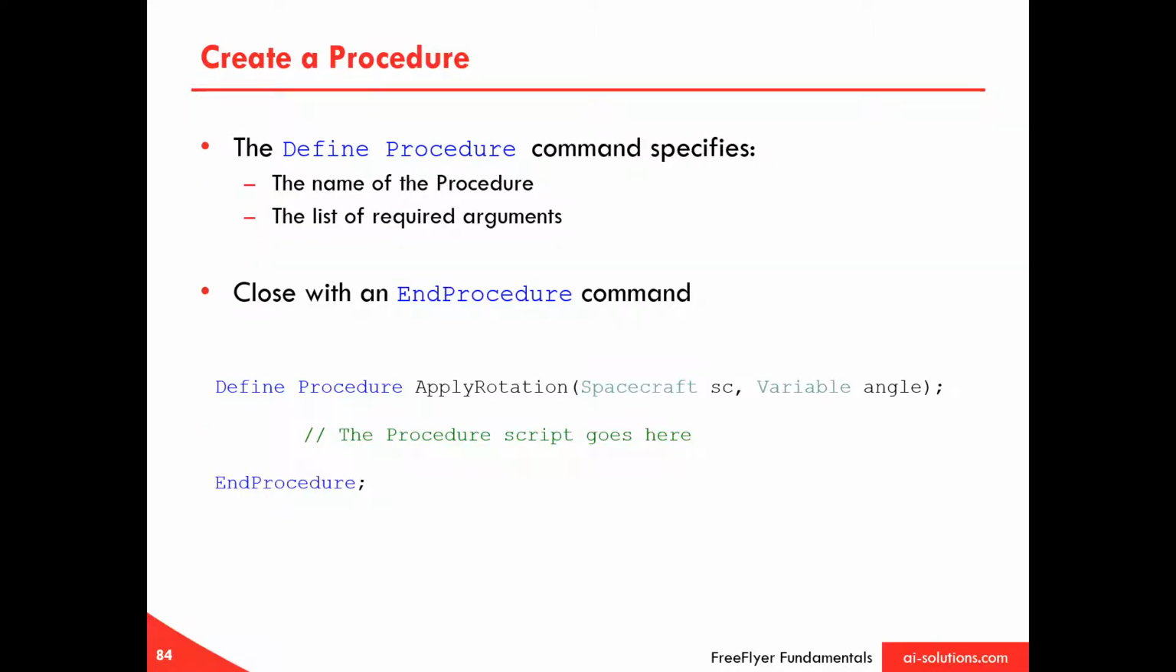To create a procedure, we'll use the define procedure command, where you specify the name of the procedure and the list of arguments that are required, and you close the procedure with an end procedure command. The script example shown here defines a procedure called apply rotation and passes in two arguments, a spacecraft object and a variable object. Inside the procedure, you'll enter your FreeFlyer script.